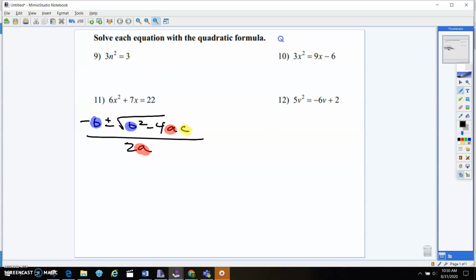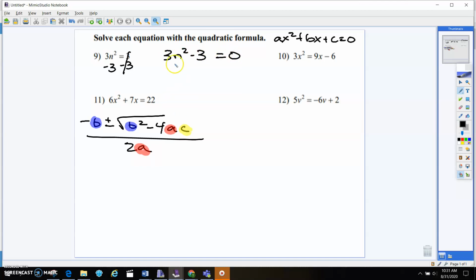First thing that we always have to do is check and make sure that it's in standard form. So just a reminder on what standard form looks like. If it's not in standard form, you need to make sure that it's in standard form. So we're going to subtract 3 and move it to the other side. And that's going to give us 3n squared minus 3 equals 0.